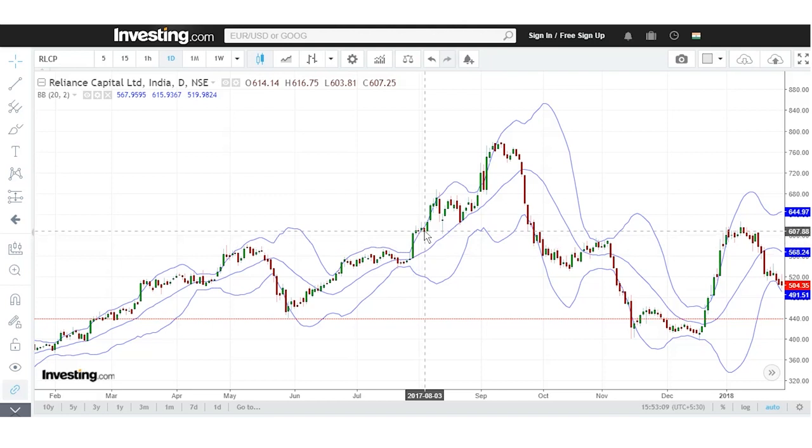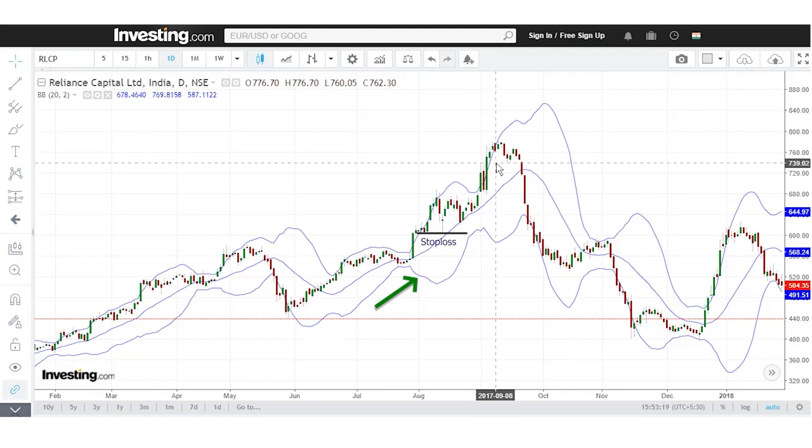Similarly, for the up move, see, the price is hugging the upper Bollinger line. So someone can go long with the stop loss at the previous candle's low and actually enjoy a very sharp up move. So this is all about Bollinger Band. This is a very useful indicator.